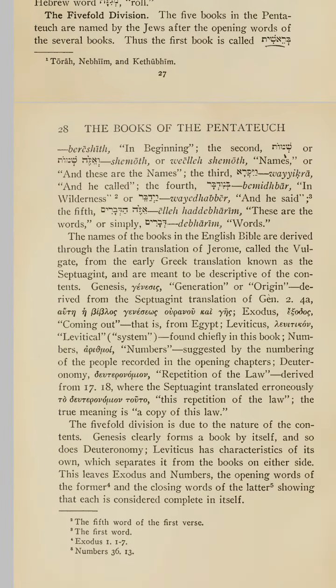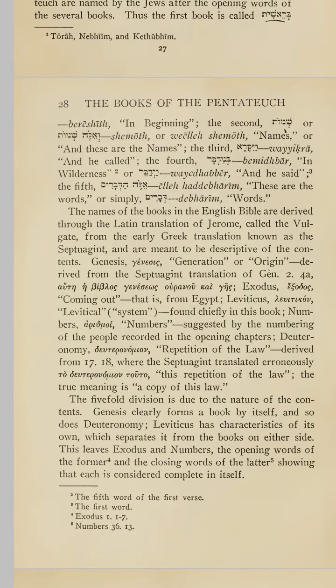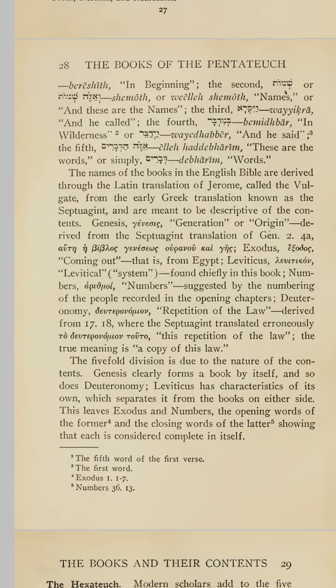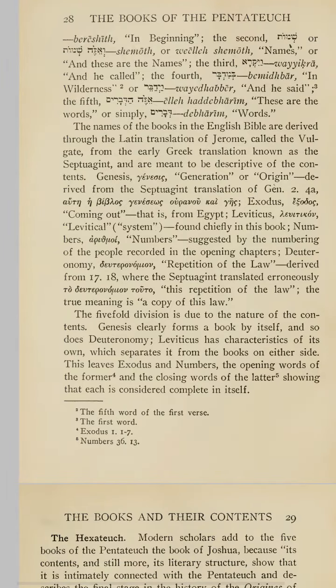The fivefold division. The 5 books in the Pentateuch are named by the Jews after the opening words of the several books. Thus, the first book is called Bereshith, in the beginning. The second, Shemoth, or names, from 'and these are the names.' The third, Vayikra, 'and he called.' The fourth, Bemidbar, 'in the wilderness.' And the fifth, Debarim: 'these are the words,' or simply words.